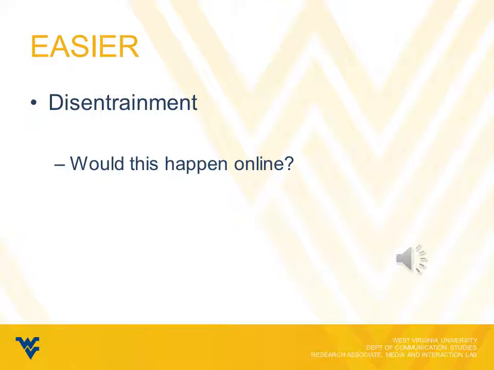Disentrainment is the notion that when we interact online, we're able to break, at least from one thing, the time constraints that happen face-to-face. In face-to-face interaction, if a person asks you a question, you have to answer it pretty much immediately. If you break and wait for 15 minutes before you answer that question, you know how people would look at you.